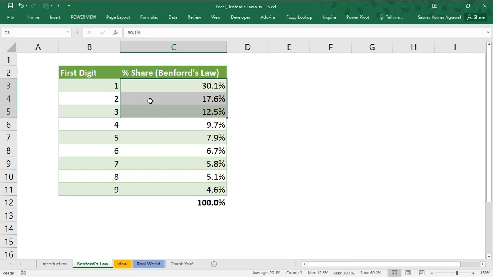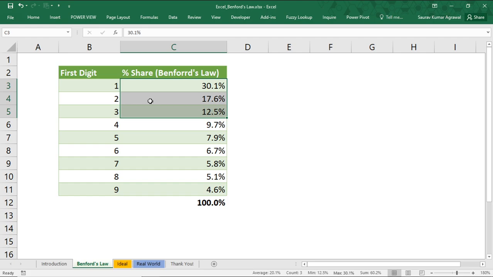And that gives us pointers that we need to investigate further in order to find out if the data is behaving that way. What is the real reason behind it? Is it a fraud? Is it because the data is structured that way, or whatever may be the different reasons for it? Now let me also talk about what are the scenarios in which Benford's law won't apply.